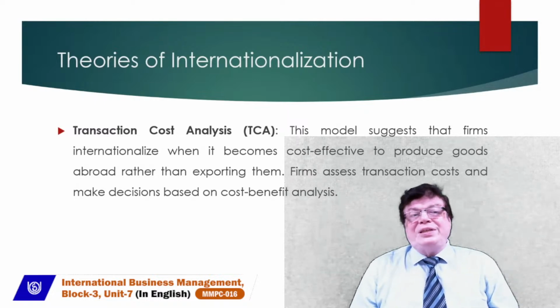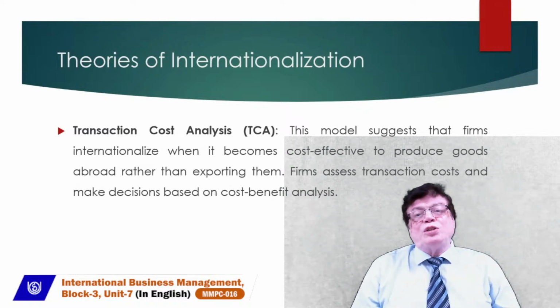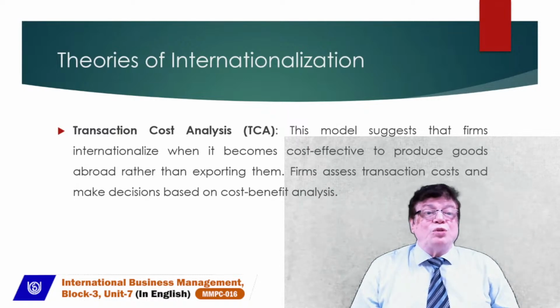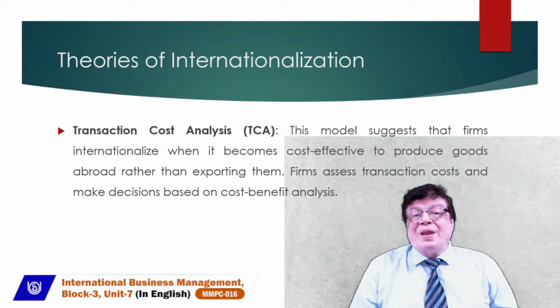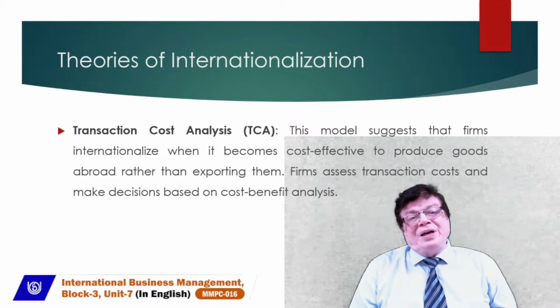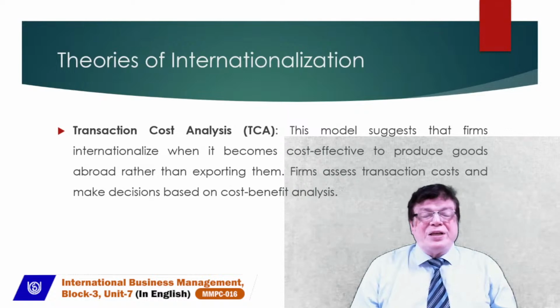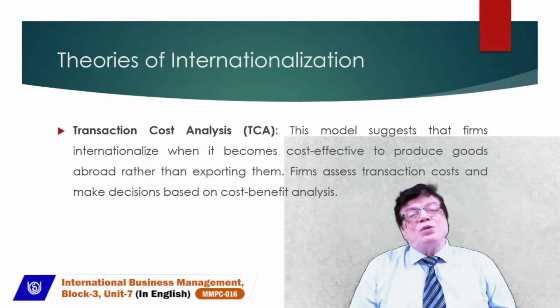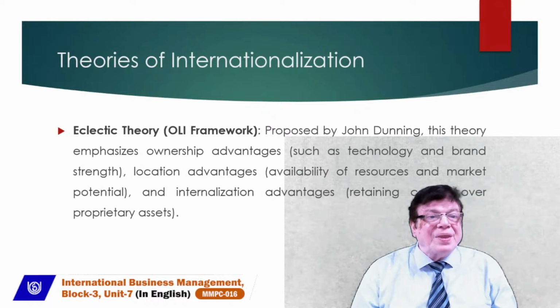This theory suggests that firms internationalize when it becomes cost effective to produce goods abroad rather than exporting them. Firms assess transaction costs and make decisions based on cost benefit analysis. They will see the cost if they produce here and export, and they will see the cost if they produce there only, then they decide accordingly.